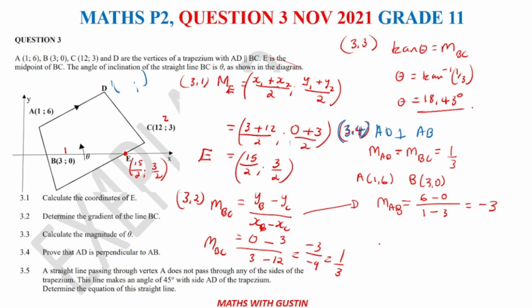Okay, and then with that said, they said we must prove that the gradient of AD is perpendicular to the gradient of AB, which must give us negative 1. Let's have a look. AD is 1/3 times the gradient of AB, which is minus 3. Therefore, the answer here gives us negative 1, which means that AD is definitely perpendicular to AB. All right, great stuff. Now let's move on to 3.5.